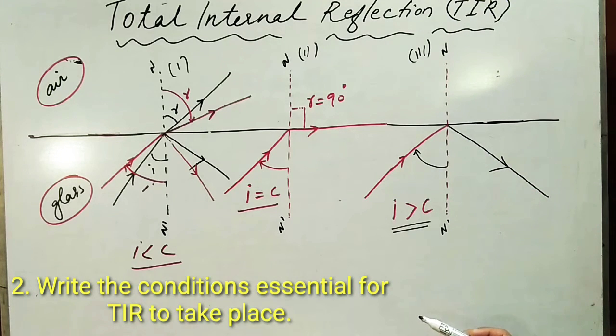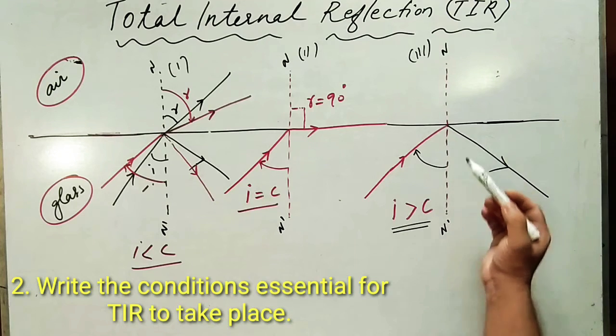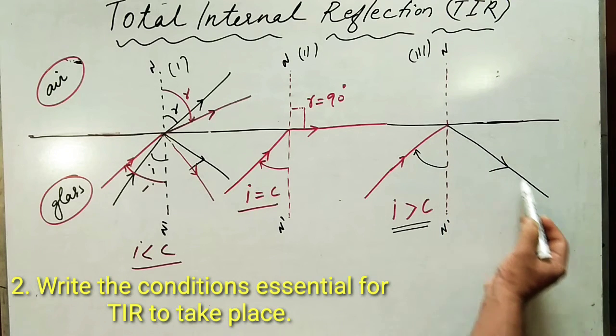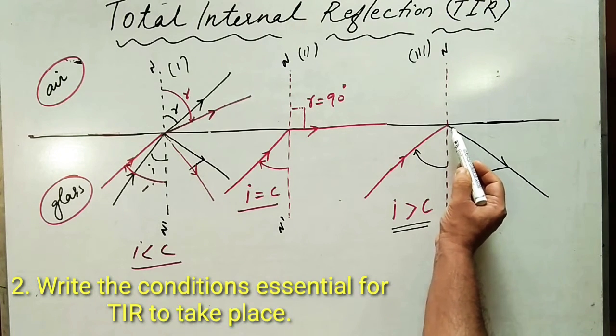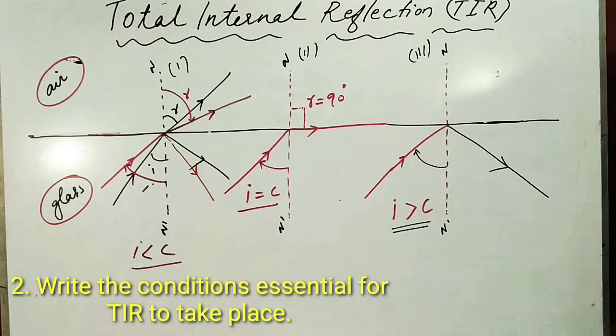So the bouncing back of the light to the same denser medium, we call it reflection. Okay, now it is found that the whole light energy, the whole intensity of the light, is being reflected back to the same medium.